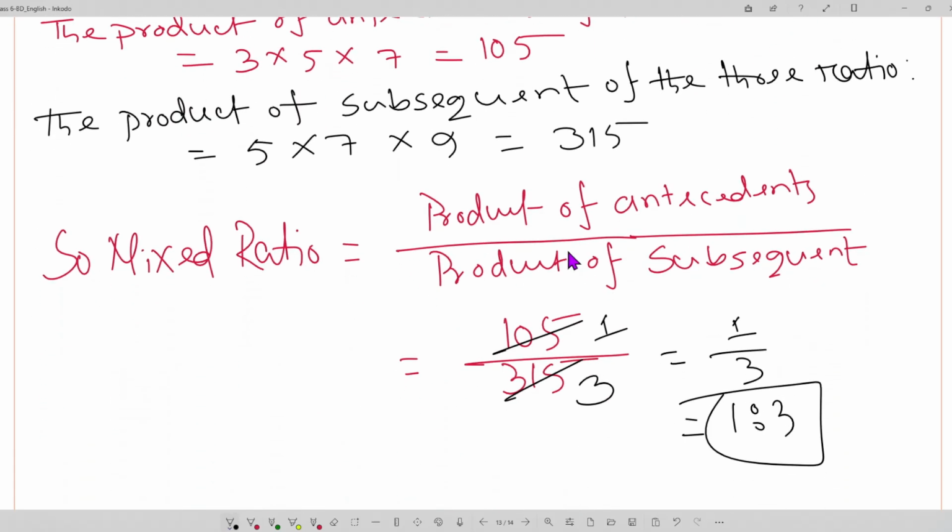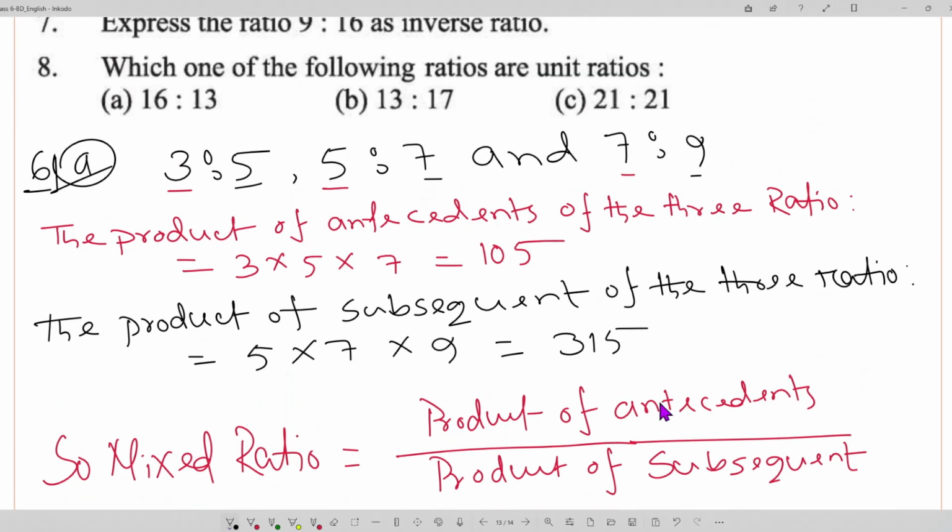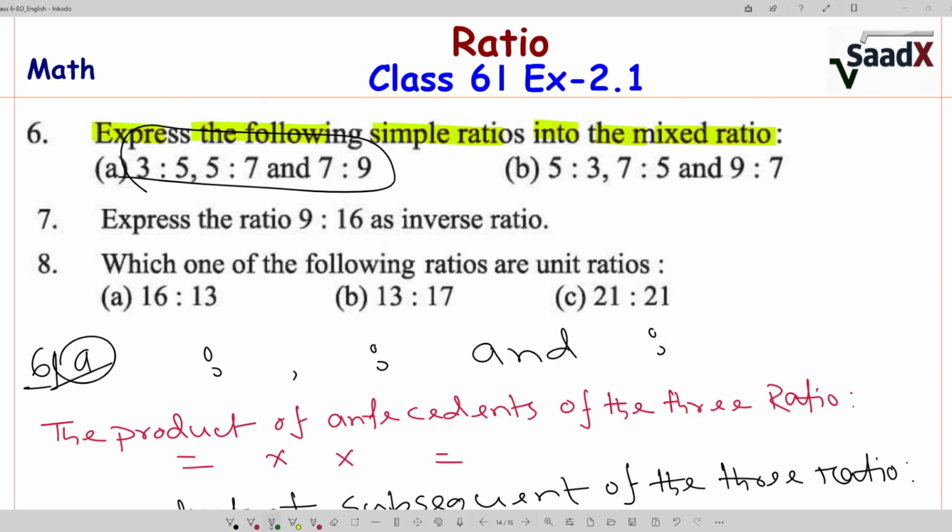Okay, so very simple. I hope you cleared this one. If you have any problem, please write a line in the comments. 6b, everything similar, right? Everything similar. So we can write like this. Here is 5:3, then 7:5, and finally 9:7.